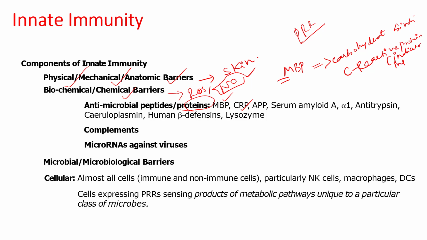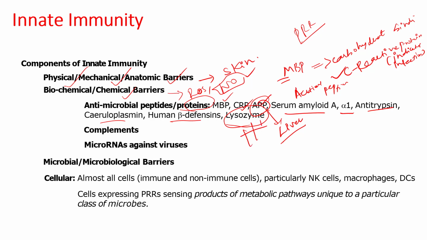That is why, whenever you have any infection, the doctor will suggest you take the C-reactive protein test. Then another one is the acute phase protein, which is also synthesized by the liver, and it also comes into action. Then serum amyloid A, alpha 1 antitrypsin, ceruloplasmin, human beta defensin, which we will see in the next couple of slides, and lysozyme. Lysozyme also chops the protein into pieces. Then the complement system will be there, which we are not going to see today. We'll see it in the upcoming classes.